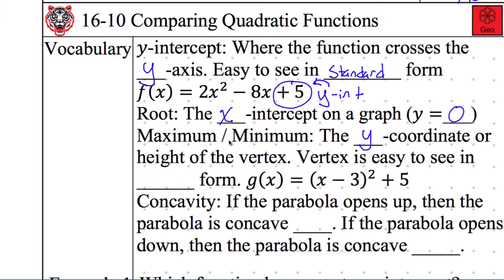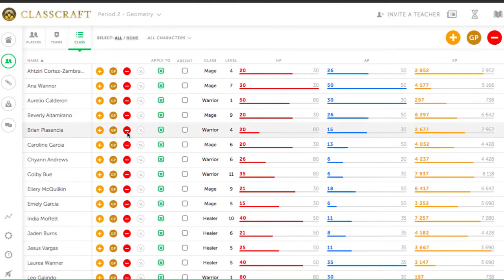the vertex is easiest to see in what form? We have 3 different forms. Where is it easiest to find the vertex? I'll give you again those forms. You have standard form, you have vertex form, you have factored form. Where is it easiest? Oh yeah, Martine. It is the vertex form. Thank you, Martine. He's our resident expert on vertex form.